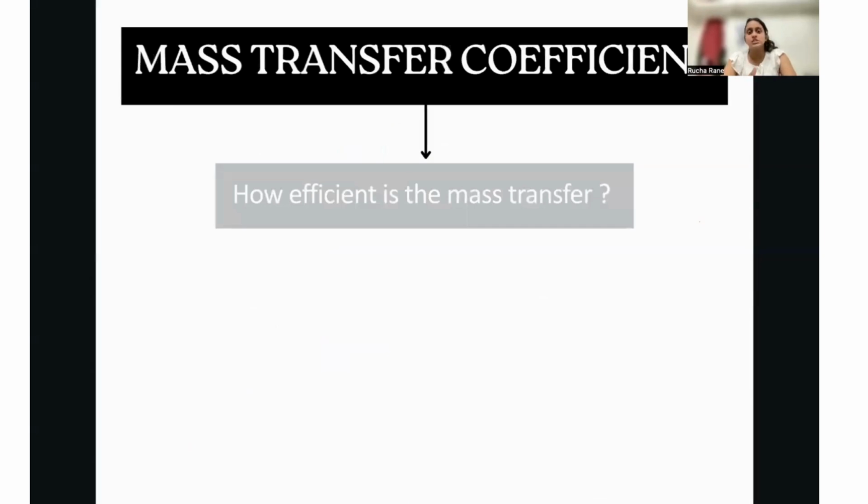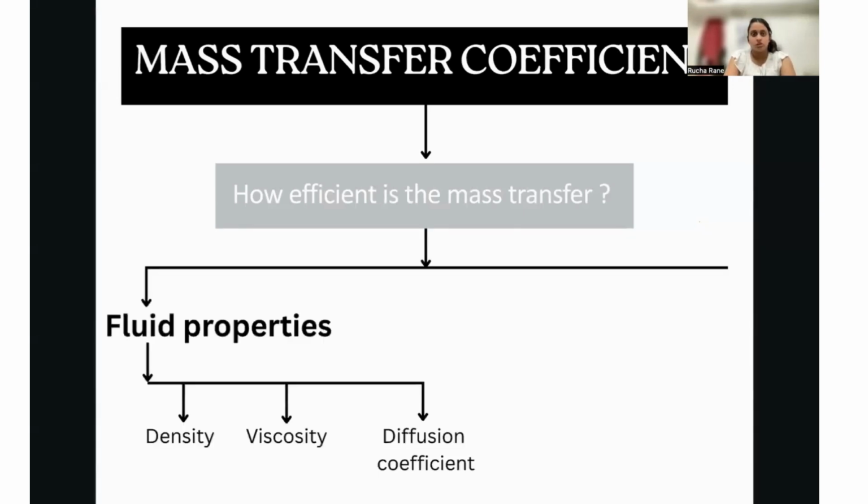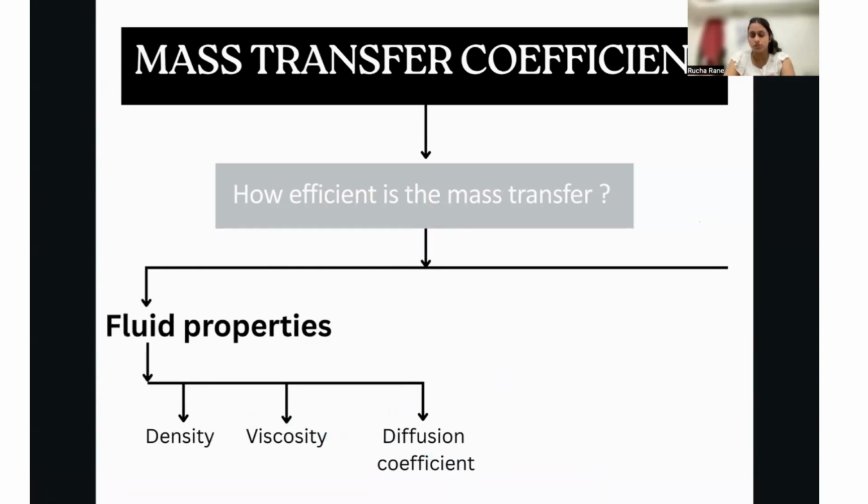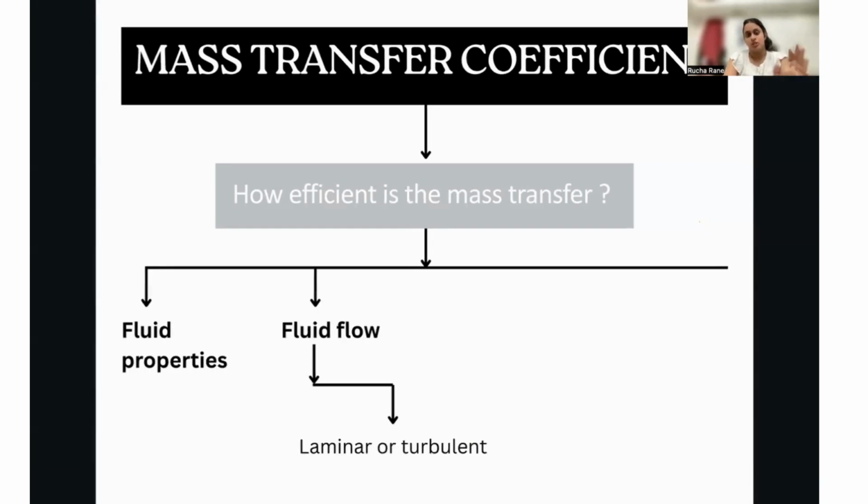Now we will study some more about the mass transfer coefficient. Basically, the objective of a mass transfer coefficient is to show how efficient the mass transfer is. It depends on many factors like fluid properties such as density, viscosity, and diffusion coefficient. How the mass transfer coefficient depends on the diffusion coefficient, we will study in further slides. It also depends on the fluid flow, whether the flow is laminar or turbulent.